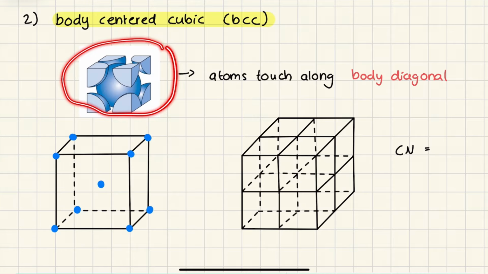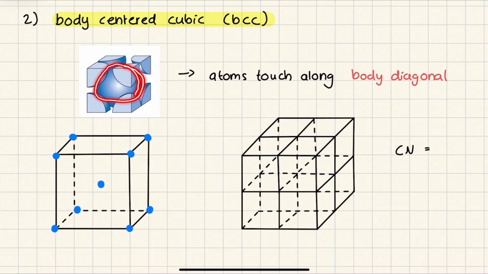Now, if we take a look at this 3-dimensional drawing of the body-centered cubic, we can see that in order to squeeze the central atom in, the atoms along the edges need to be further apart. So we have no touching along the edges anymore. We also have no touching along the face diagonal, but they do touch along the body diagonal of the cube.